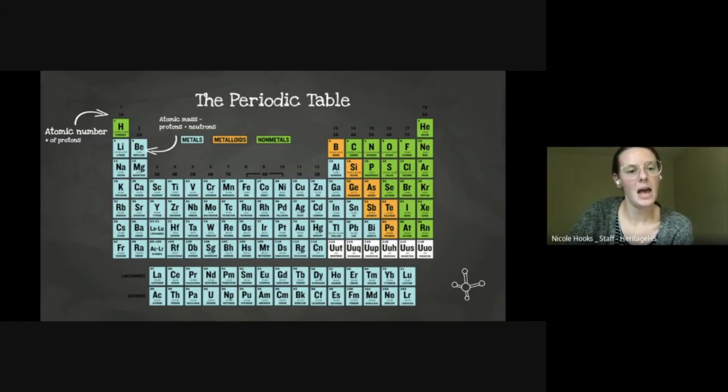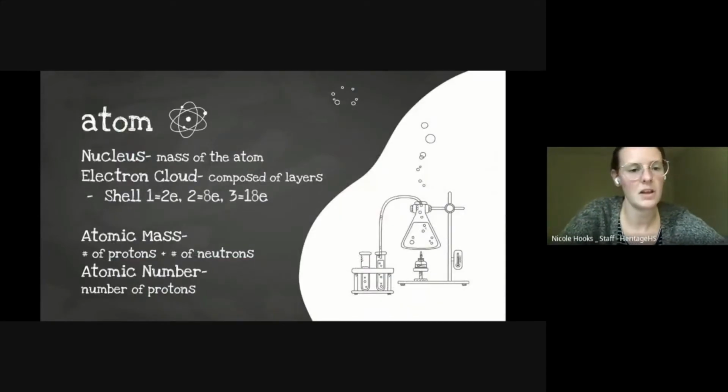The atomic mass is underneath the letters there, and it is the protons plus the neutrons. They make up the mass. So that's it written out there. So there's the nucleus, which is the mass of the atom, and then there's the electron cloud, which is composed of layers of the electrons. The first shell, there are 2 electrons. The second shell, there are 8, and the third, there are 18.